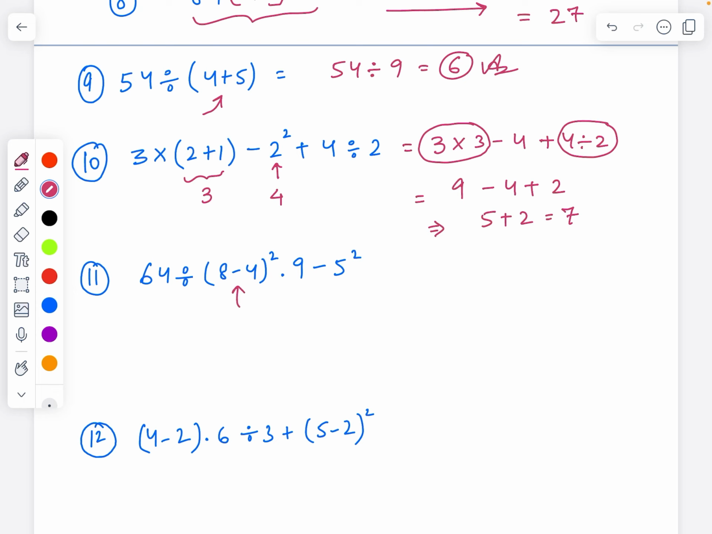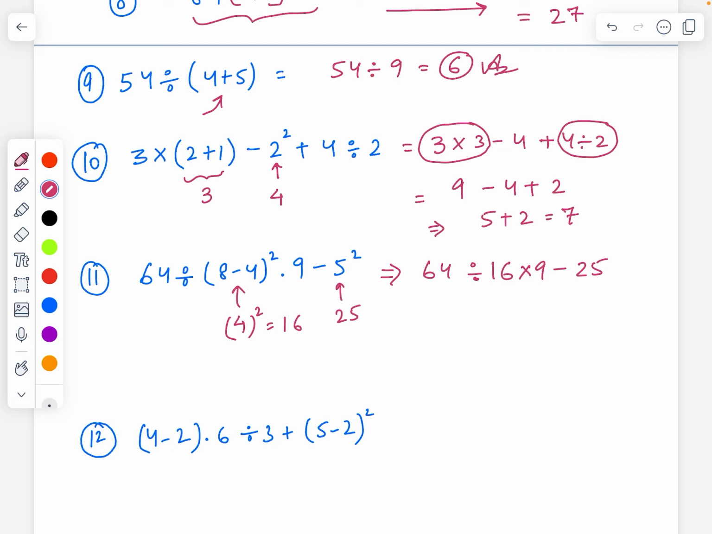Next one, brackets to the power of 2. So brackets, 8 take away 4 is 4. 4 to the power of 2 is going to be 16. Then you have 5 square, which is going to be 25. Now let's write the simplified expression. 64 divided by 16. Right, 4 square is 16. 4 times 4 is 16. And then we have times 9. And then we take away 5 square, that is 25.